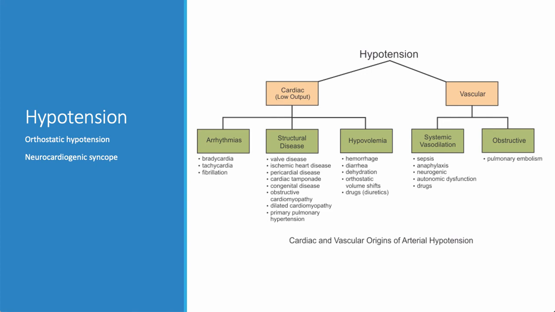Quickly, let's talk about hypotension. There are reasons for hypotension. Arrhythmias like bradycardia can cause low blood pressure and low cardiac output because cardiac output is stroke volume times heart rate. Well, if your heart rate's only 30, then that's not a very good cardiac output if you don't have a great stroke volume. But tachycardia can also do the same thing.